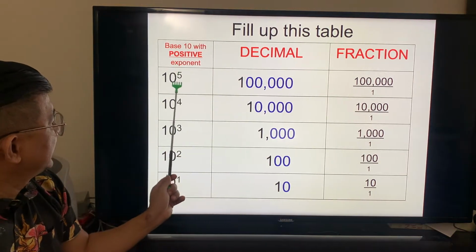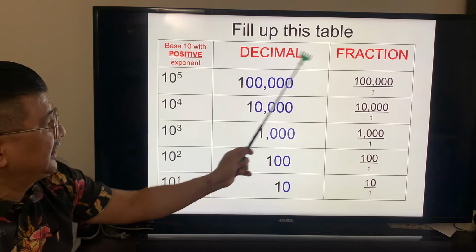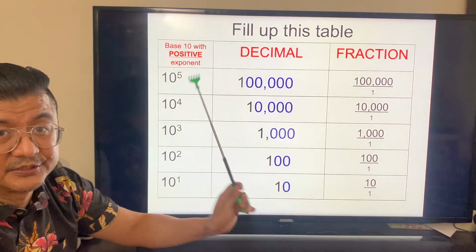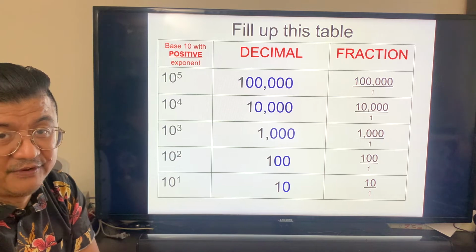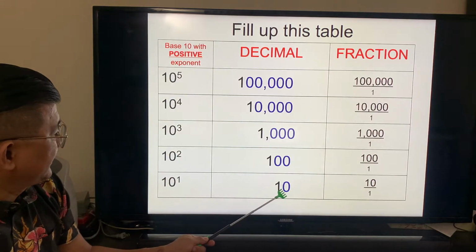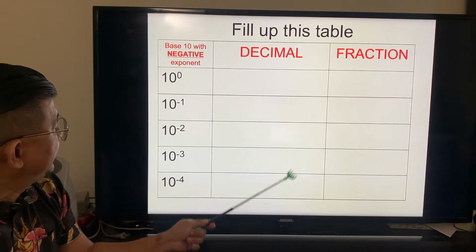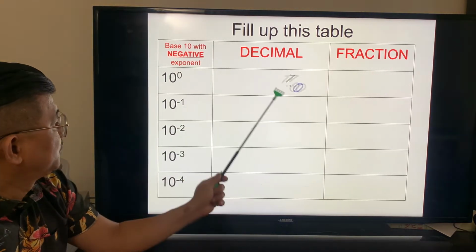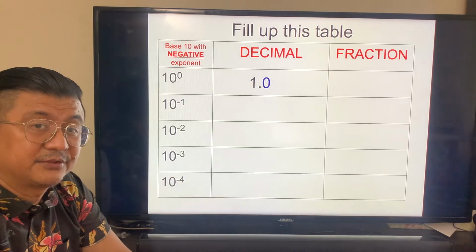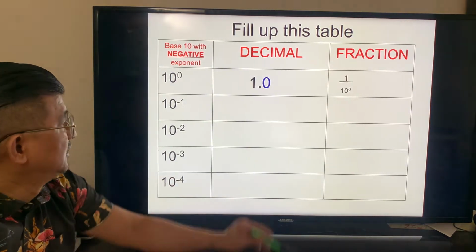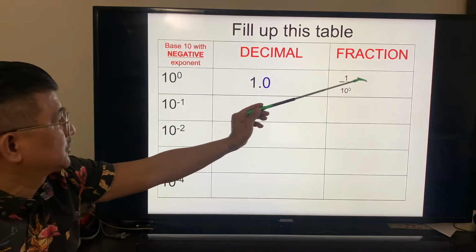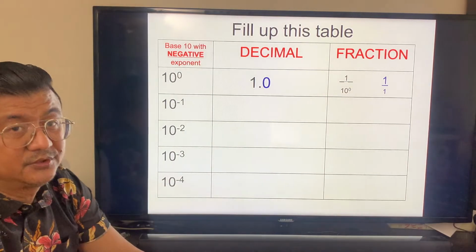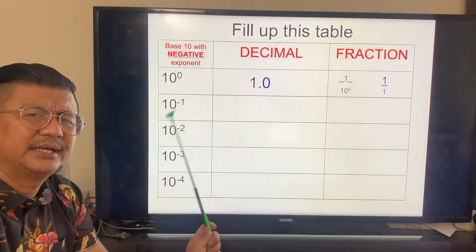Now you can see that the exponents, the decimals, and fractions look different, but they are the same value. Therefore, if you follow this pattern, that 0 will disappear. 10 to the 0, we know that anything raised to the 0 power is 1. So how do I write it as a fraction? I write it as 1 over 10 to the 0, which is also equal to 1 over 1, or simply 1.